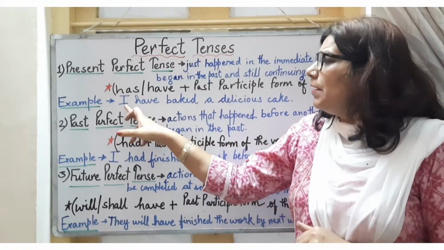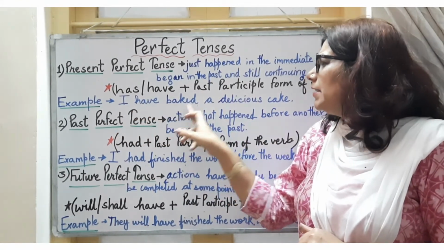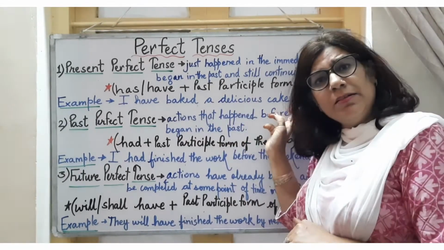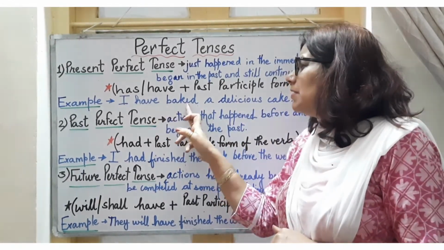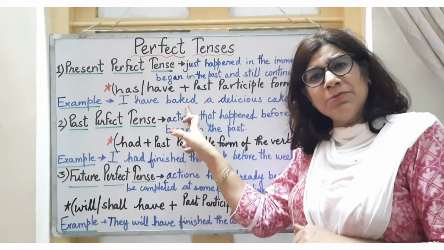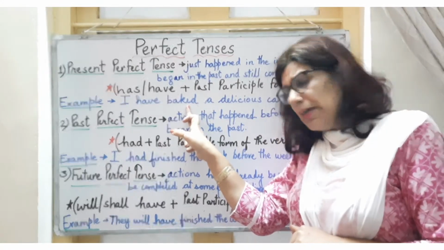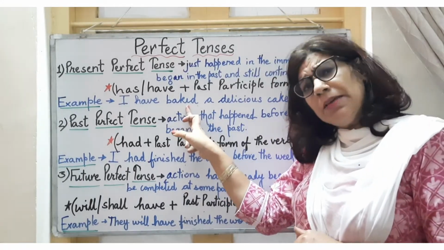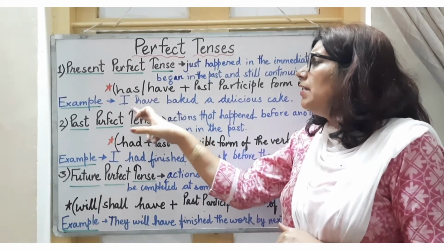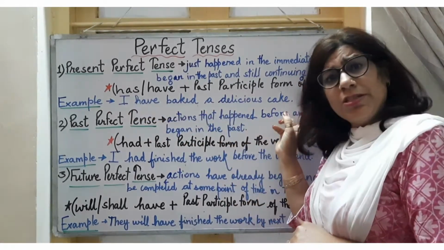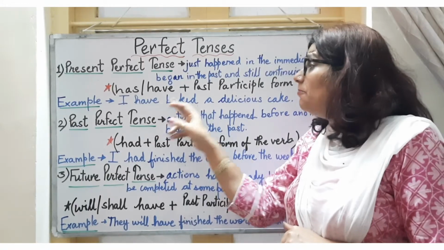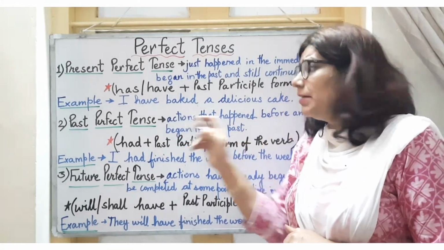Look at the example. I have baked a delicious cake. So I have used have plus the past participle form of the verb bake, and made the sentence. Same way I can use has also. He has baked a delicious cake. They have baked a delicious cake.